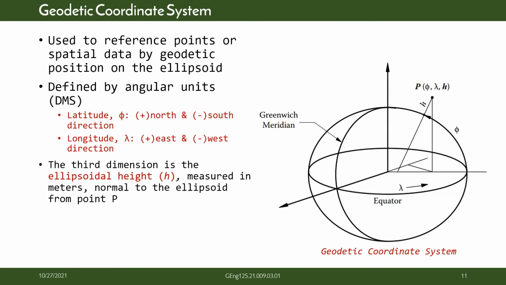So, another term for the components of this system: when we say geodetic coordinate system, we can also call it geodetic latitude and geodetic longitude. Okay.